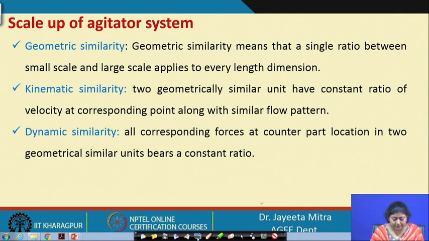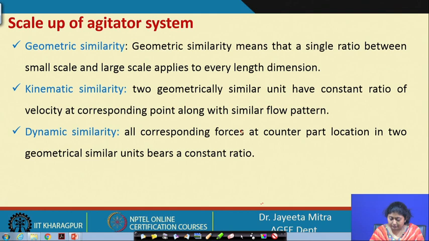Third is the dynamic similarity, that is, all corresponding forces at counterpart locations in two geometrically similar units bear a constant ratio. All corresponding forces at counterpart locations in the two geometrically similar units bear a constant ratio. So, putting that, the dynamic similarity can be assessed for the two systems. Okay. So, basically the corresponding forces we can see are equal in the different cases.